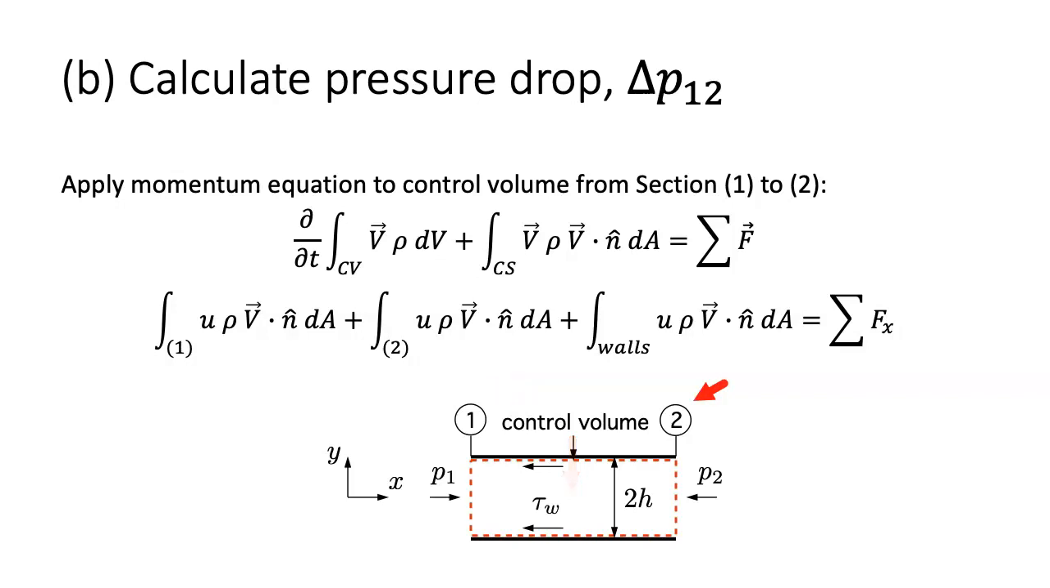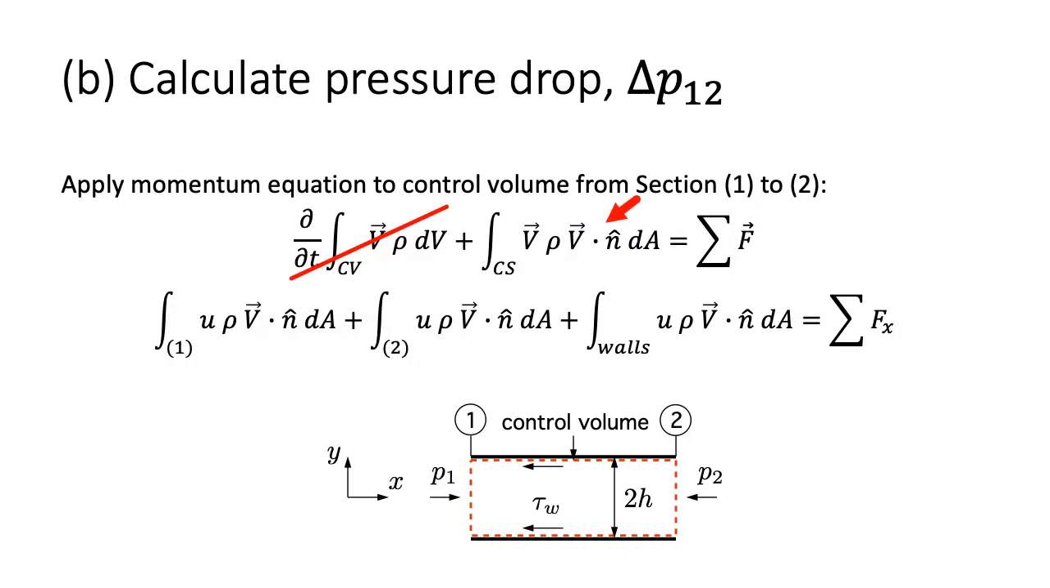This is a vector equation with 3 components. Because we want to solve for the pressure drop in the x direction, we will use the x component of this equation, where u is the x component of the velocity vector. The first term on the left gives the rate of change of momentum within the control volume. For steady flow that does not change with time, this term is 0.